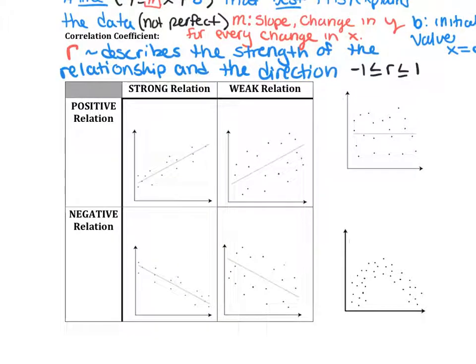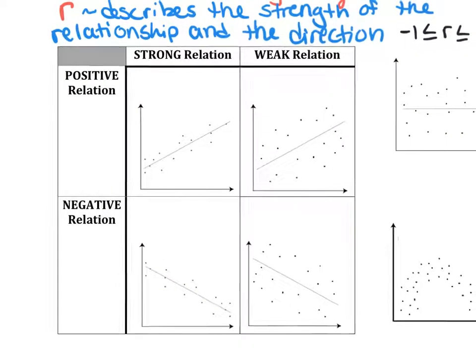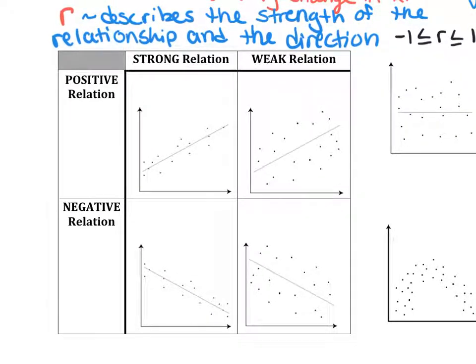Okay, so some different types of relations. It's kind of hard to see on the screen, but you have it on your paper. So if we have a positive relation, which is like in this first row here. Positive relation, just like a positive slope, means that your data points are increasing. So as x increases, your y values tend to increase as well. So this just means r is positive.